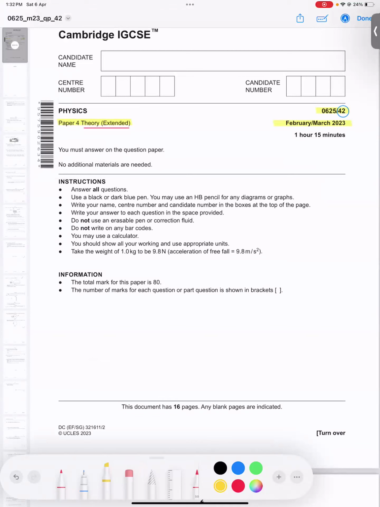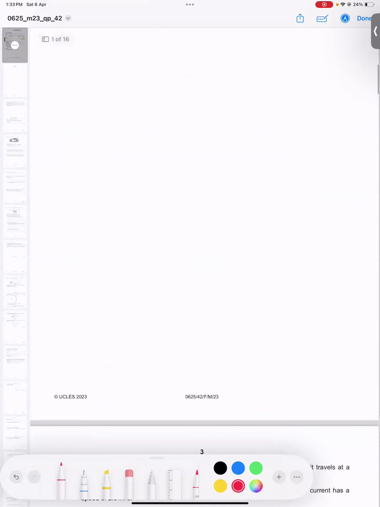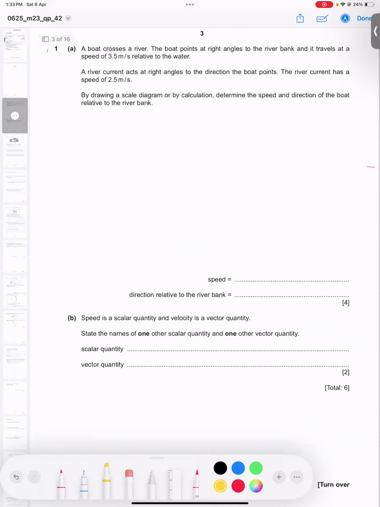Bismillahirrahmanirrahim. This is February March 2023, paper 4, theory extended version. Question number 1. This question is a vector related question.